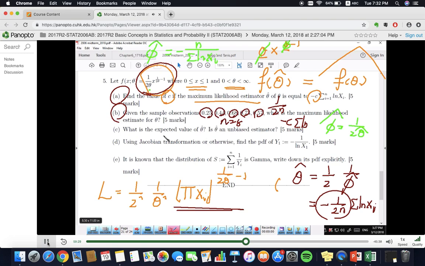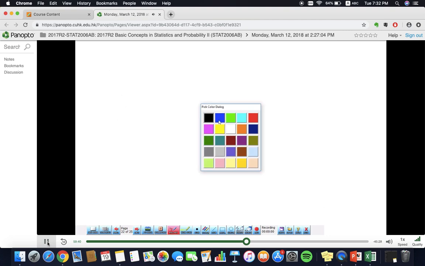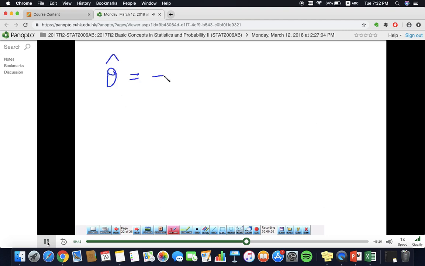Okay, so the expected value of theta hat, it is an unbiased estimator. You only have to calculate this guy. Before what we know, now the MLE theta hat is equal to minus 1 over 2n, sum of log xi.